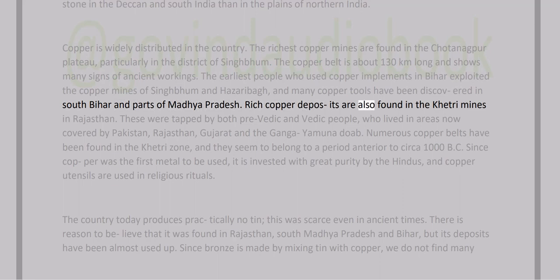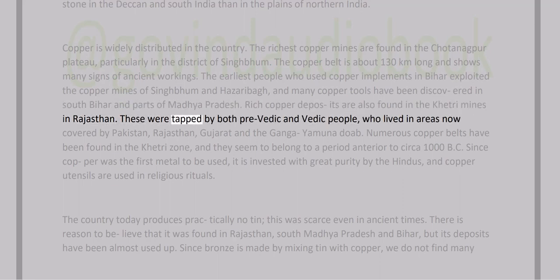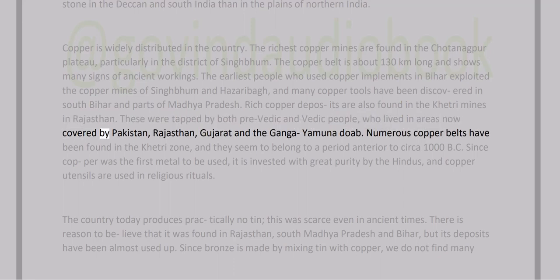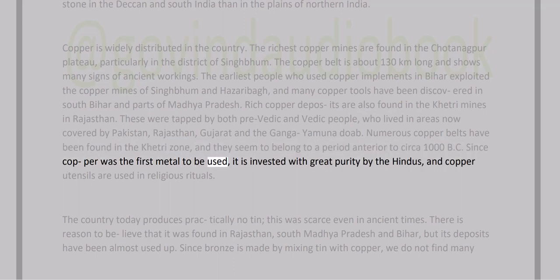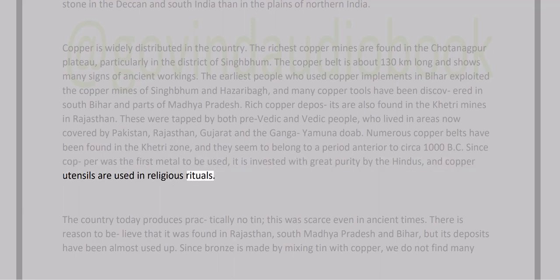Rich copper deposits are also found in the Khetri mines in Rajasthan. These were tapped by both pre-Vedic and Vedic people, who lived in areas now covered by Pakistan, Rajasthan, Gujarat, and the Ganga-Yamuna Doab. Numerous copper belts have been found in the Khetri zone, and they seem to belong to a period anterior to circa 1000 BC. Since copper was the first metal to be used, it is invested with great purity by the Hindus, and copper utensils are used in religious rituals.